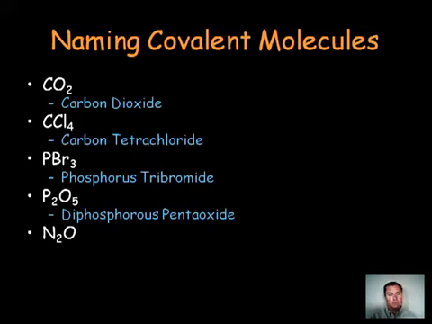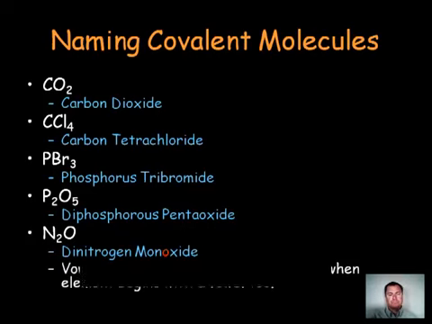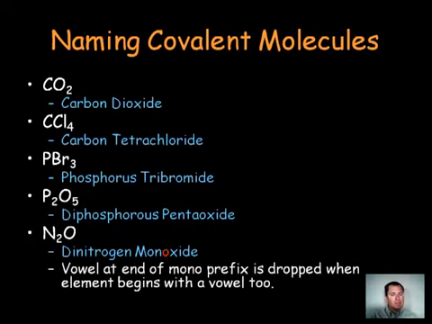One more, N2O. Okay, well, the first one's got 2, so it's got to be dinitrogen monoxide. Okay, notice we didn't put two O's. It wasn't mono and then oxide. We dropped one of the O's here, so it just becomes monoxide. When you have two of the same letters here, drop one of them. Mono-oxide would sound weird, so it's just monoxide. So the vowel at the end of the mono prefix is dropped when elements begin with a vowel too. Okay, so monoxide is the big one that we were worried about. Mono and then a vowel starting there.